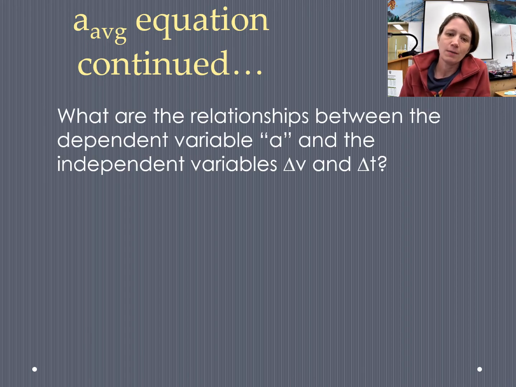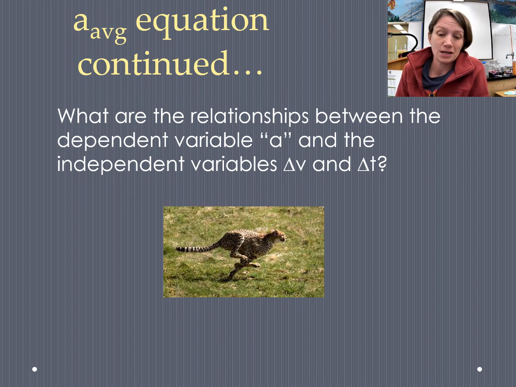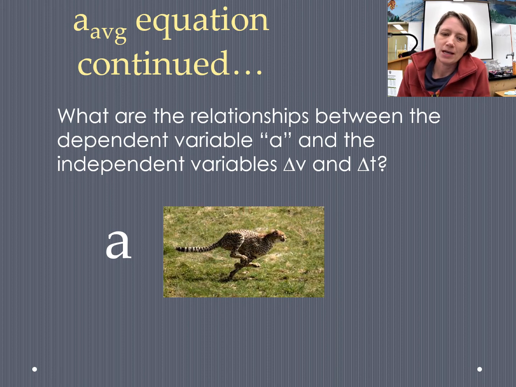But I do want to talk about the relationships between the dependent variable A and the independent variables, which are delta V and delta T. If we think about a cheetah, which is an animal that we know has a pretty high acceleration, it can go from 0 to 60 very quickly, that it needs to do that to catch its prey. So we know it has a big acceleration. What is true about the cheetah that makes that true?